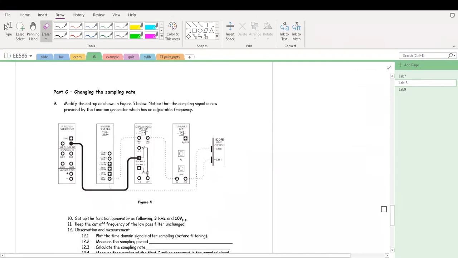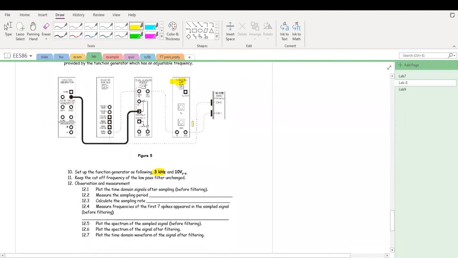And part C, we're going to lower the sampling rate here. Instead of using an 8 kHz sampling rate, we're going to use 3 kHz. We still use the low-pass filter. We're going to observe the output of the low-pass filter, if it is the same as the original signal or not. This is a lab to practice the concept of the sampling theorem and the spectrum of the sampled signal and the low-pass filter to obtain the original signal from the sampled signal.